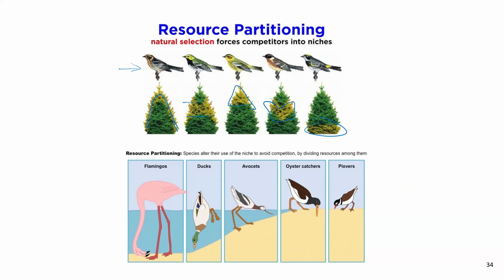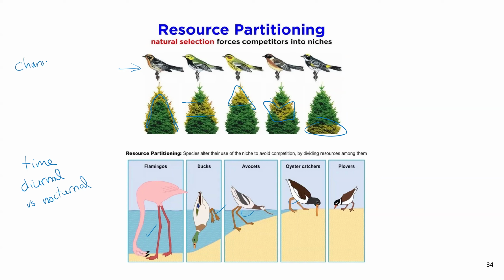Or we have water birds, with longer legs, and the shorter the legs, in this case, the duck can reach further. So they don't compete with each other. We can also have time, where we can have diurnal versus nocturnal. And the result is we get character displacement.